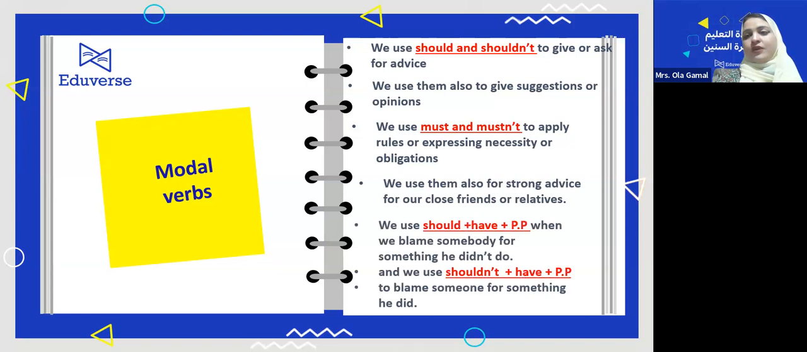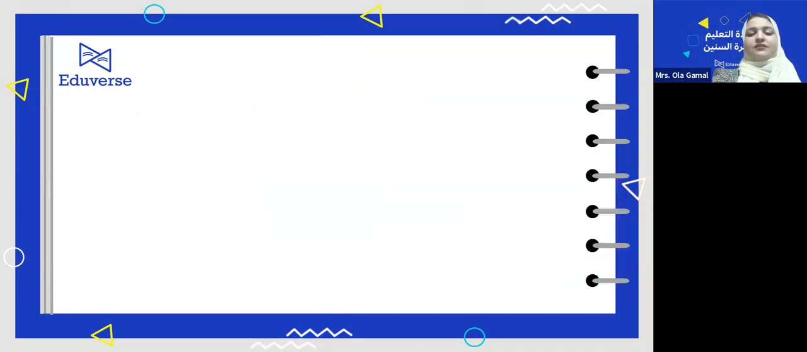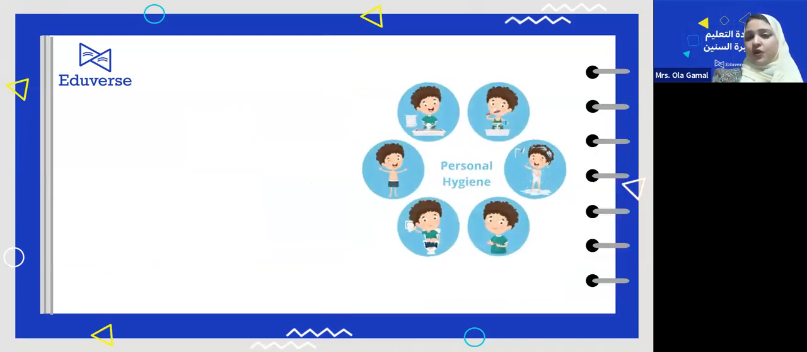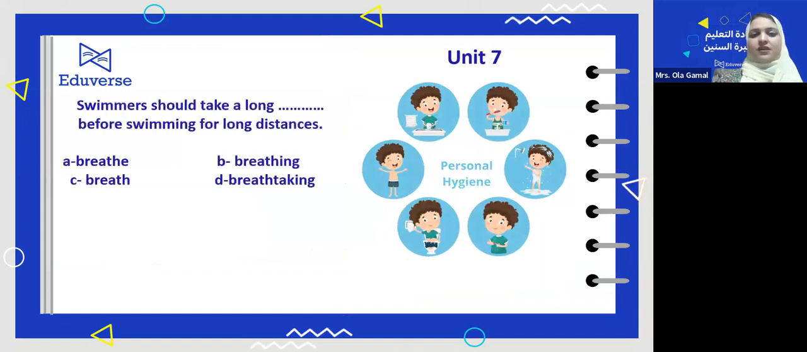And also we have a very important note to write in your notebook, as I told you. We use should have plus past participle when we blame somebody for something he did not do. And we use shouldn't have plus past participle to blame someone for something he already did. Okay, so here let's start the first question in this unit. Let's read the question together.